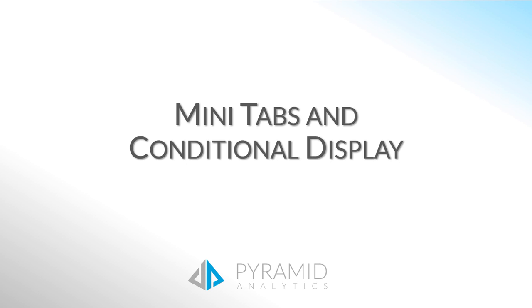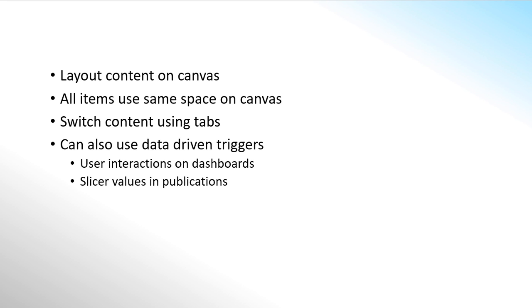In this session, we will cover mini tabs and conditional display in the Present and Publish tools. The mini tab feature allows you to lay out your content in a dashboard so that each item occupies the same canvas real estate and then allows you to switch the content using the tabs. The same mechanism can be used to programmatically switch content using triggers in the dashboard or publication. This effectively allows you to conditionally display content based on user interactions at runtime or slicer values during publication rendering.